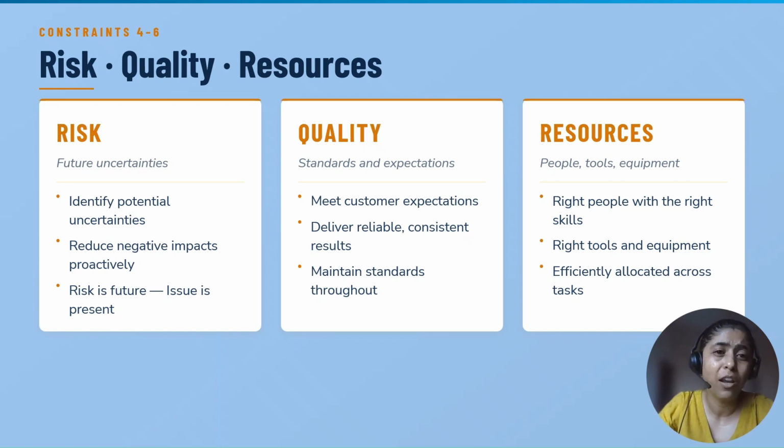Now, imagine the rainfall actually starts today and construction stops. This is no longer a risk, it becomes an issue. An easy way to remember this is risk is future and issue is present. And good project managers do not wait for risk to become a problem. They identify them early and prepare the contingency plan.